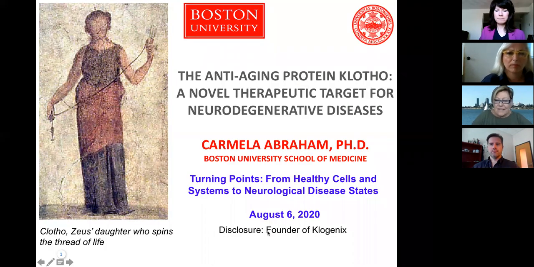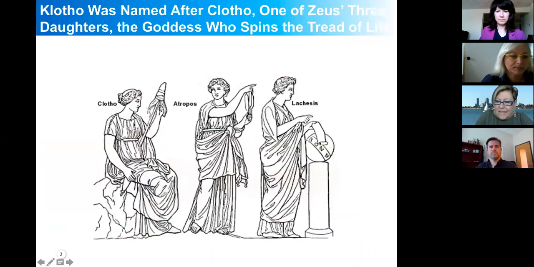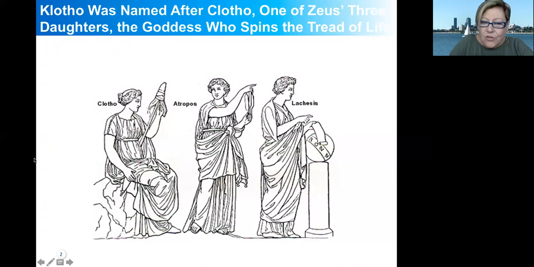Okay, so I'm going to talk about Klotho. She was named after Zeus' daughter, who spins the thread of life. Can you see my arrow? Yes. So Zeus had 3 daughters, Klotho, Atropos, and Lachesis.